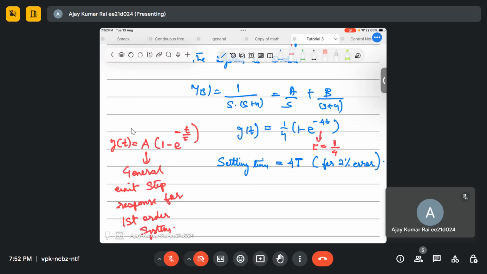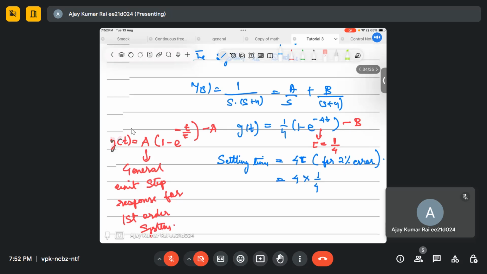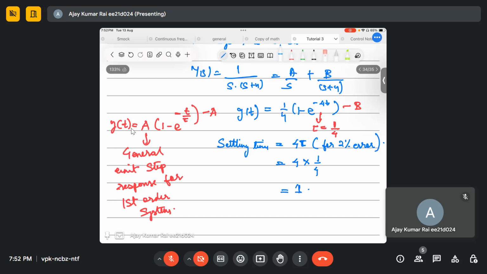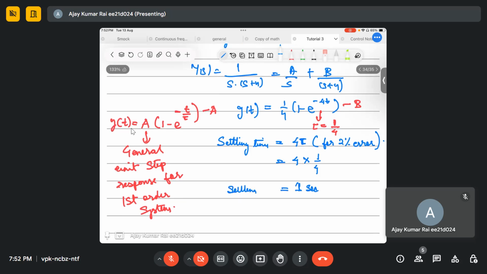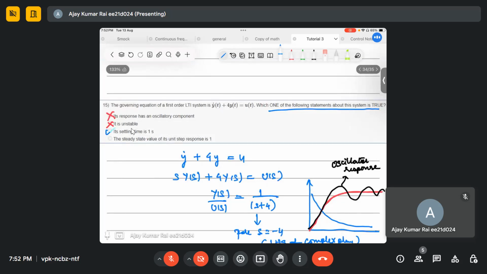Just compare these two equations. Let me call them equation A and equation B. If you compare these two, you'll get tau is 1 by 4. Settling time is 4 tau. So what is tau here? 4 into 1 by 4. Tau is 1 by 4, right? So we are getting 1 second. So the settling time for this system is 1 second, and this statement is correct.